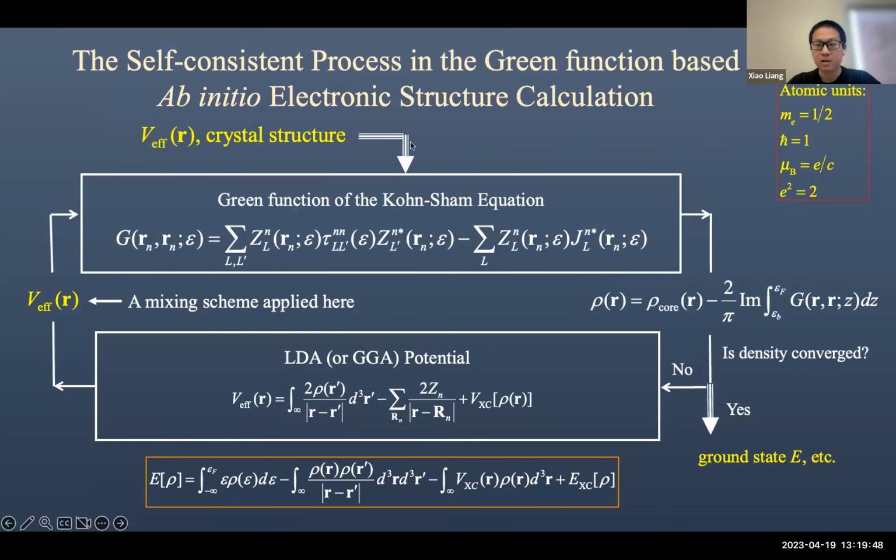This is a diagram illustrating the self-consistent procedure for the KKR method. We start by assuming an effective potential for the crystal and solve the Green's function. Through the Green's function, we then have the charge density on each atom site. And a new effective potential is built with the charge density through LDA or GGA. Then we go to the self-consistent procedure.